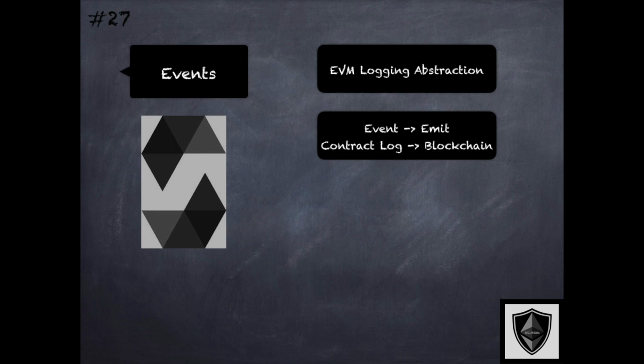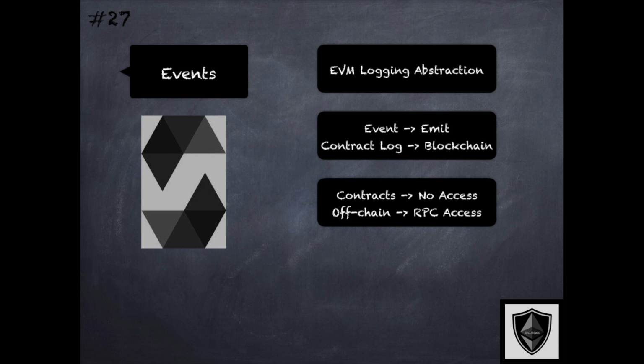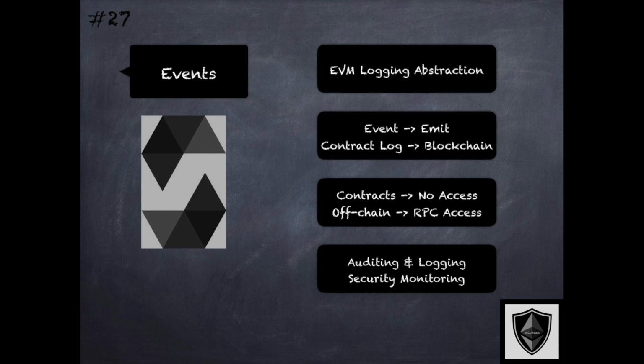The log and its event data is not accessible from within the contracts, not even from the contract that created them. This is an interesting fact of logs in EVM. They're really meant to be accessed off-chain. And this is allowed using RPCs, remote procedure calls. So applications off-chain, interfaces or monitoring tools can subscribe and listen to these events through the RPC interface of an Ethereum client.